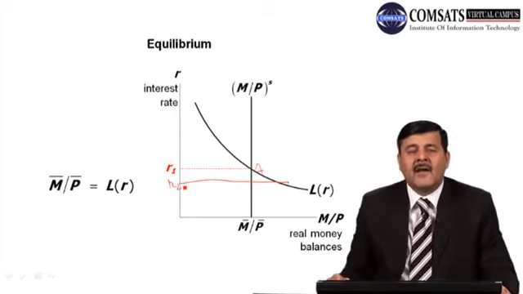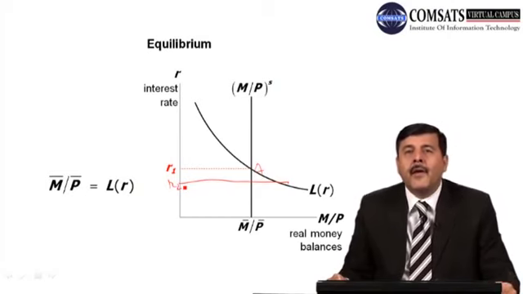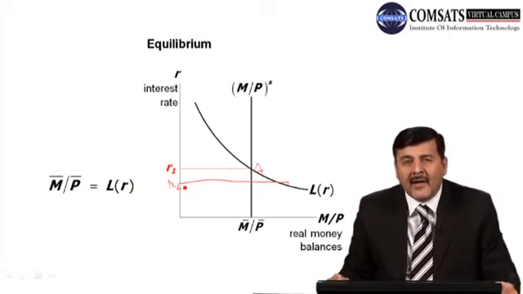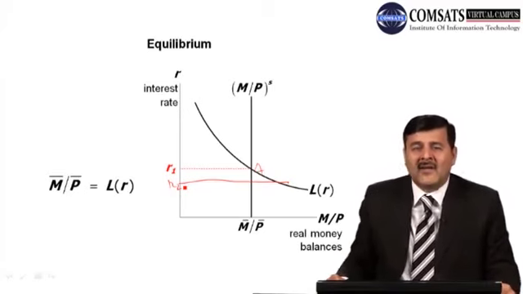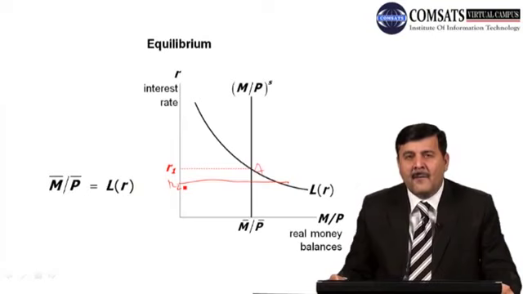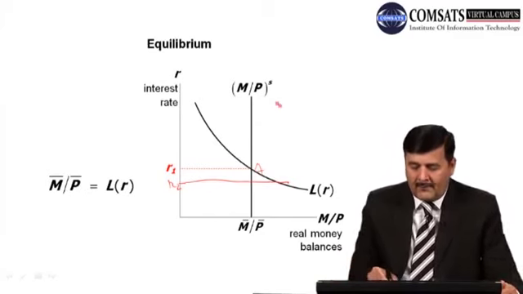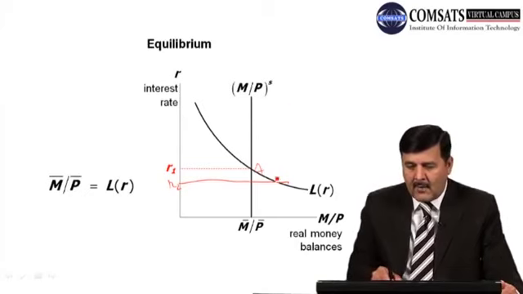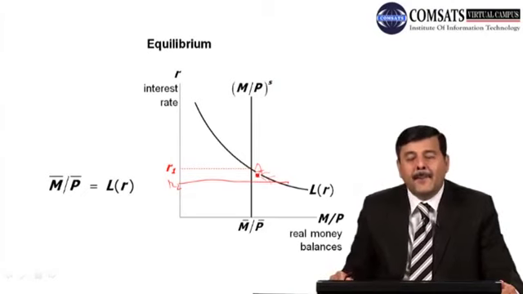The demand for money is more than the supply of money. When demand is more than the supply, what will happen? The rate of interest will start going up. जब rate of interest ज़्यादा होगा तो demand for money क्या होगी? Demand for money will start coming down, and supply of money will go up. So slowly and gradually the market will move towards the equilibrium point, which is point A.